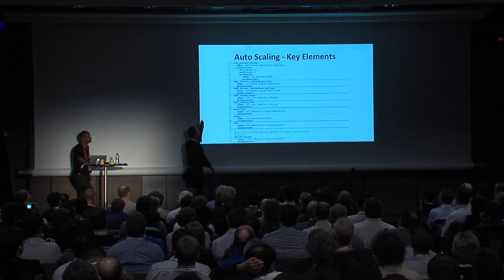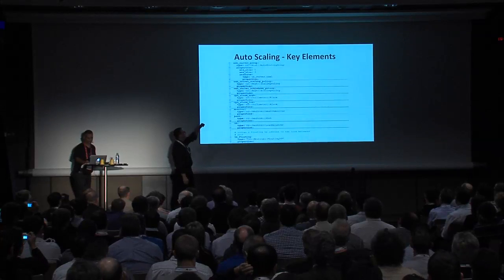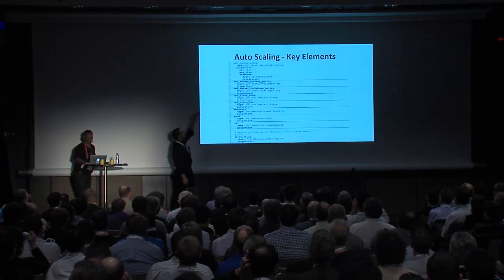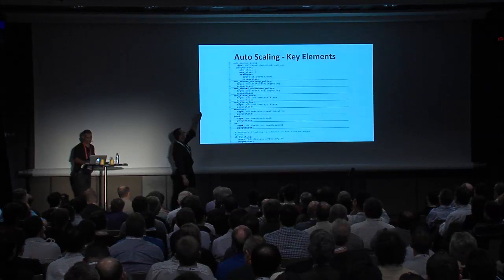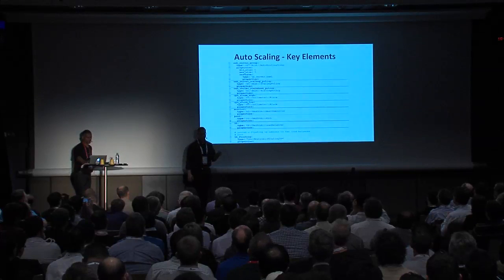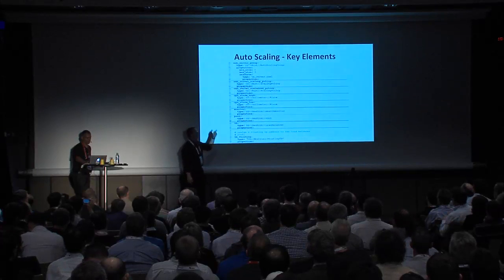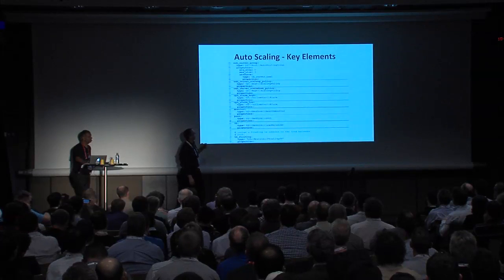If we look at the key elements and then focus on the ones that are different than the standard WordPress deployment, we can see first that there's the notion of a web server group. The key ones are the min and the max size, right? Those are the initial deployment size, how many VMs will be for the web, and then what's the max, which is in this case 3.